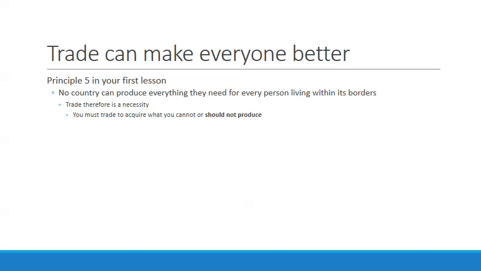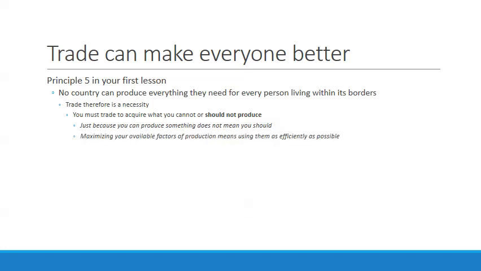So you must trade to acquire what you cannot or what you should not produce. Just because you can produce something doesn't mean that you should actually do it. There are situations in which the United States could produce an awful lot of goods, but we don't because it's not to our advantage. So maximizing your available factors of production means using them as efficiently as possible. And that really is the key here, is that our goal is to maximize what resources we have available to us, to use them as efficiently as we possibly can, and then to purchase the goods that we simply cannot produce efficiently.